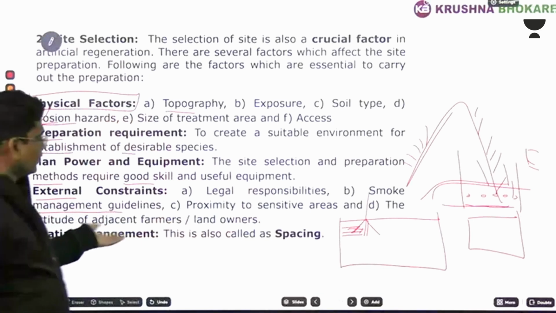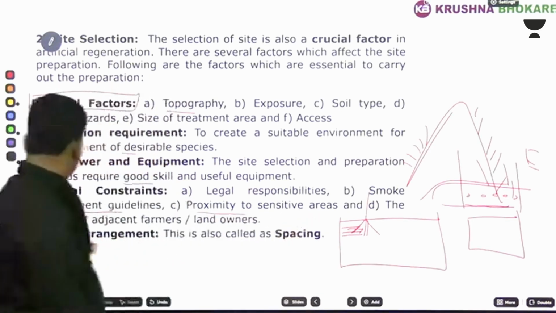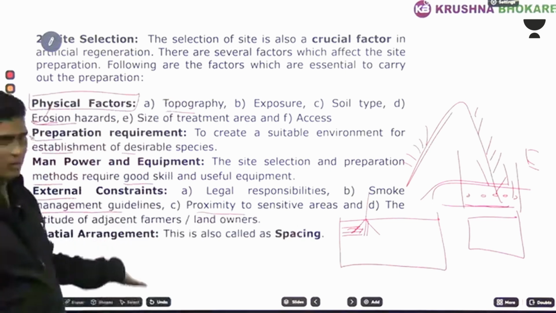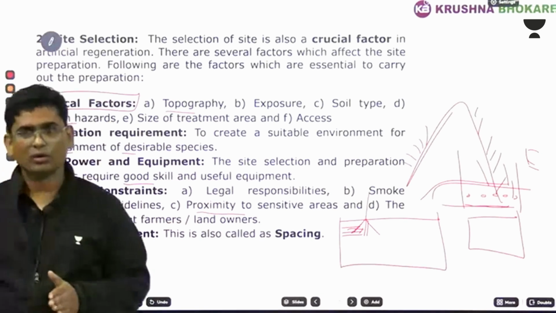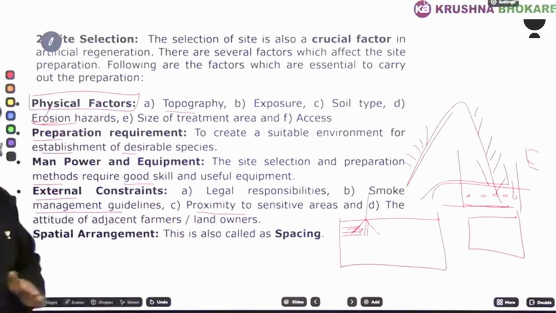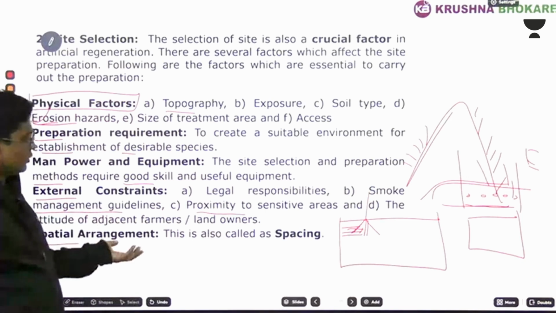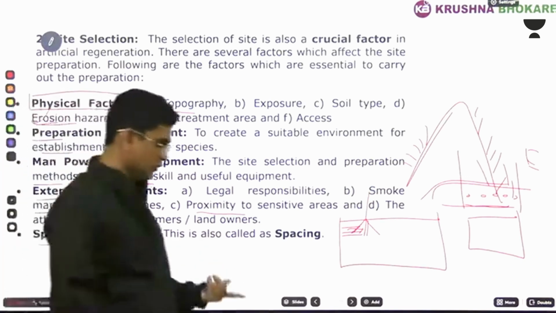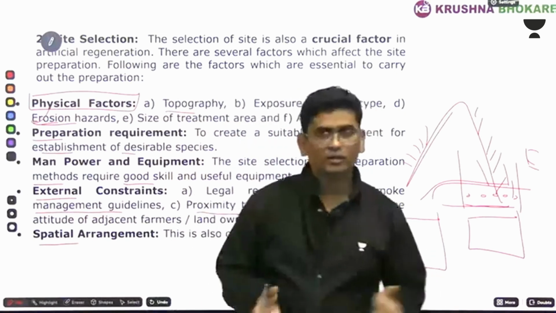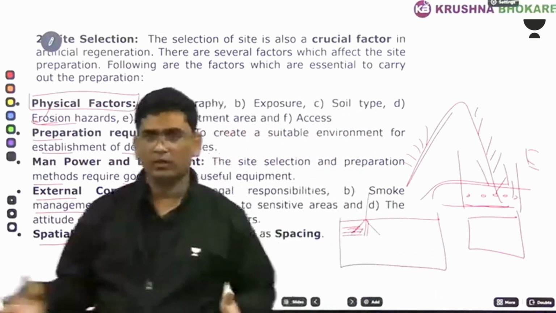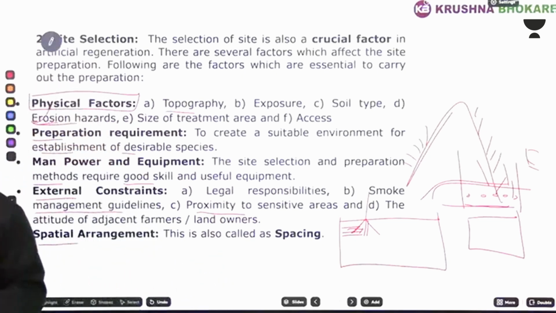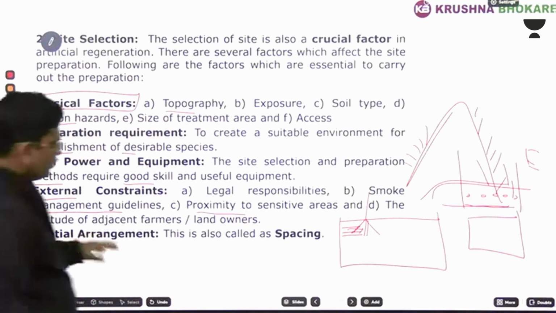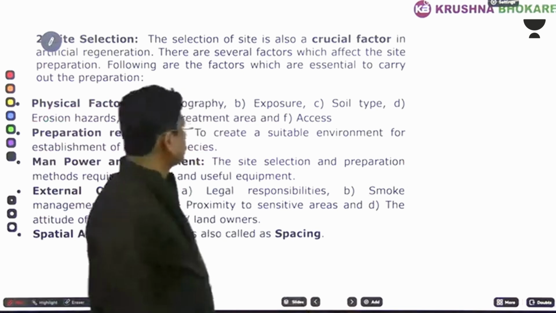Smoke management guideline, proximity of sensitive areas, the attitude of adjacent farmers and landowners. Sometimes if you are planting trees and the shade is affecting his overall crop, you should not plant such trees. Depend upon that. Okay? Spatial arrangement is also called spacing. Spacing also depends on species. Space is not the same for all plants. Sometimes it is narrow between two plants, sometimes wide. For nilgiri it is very narrow, but for a mango tree it is wide. For a banyan tree it is wide, because that tree has good potential of spreading horizontally.